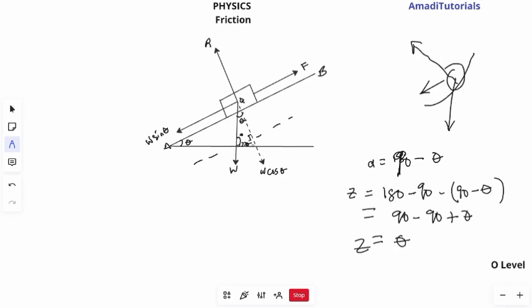That means this angle here at the top is the same as the angle here. I'm just trying to prove that. Nobody will ask you to do that in an exam. I'm just trying to show you why we named that angle theta. Okay.